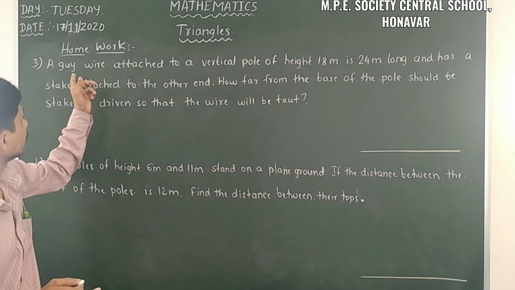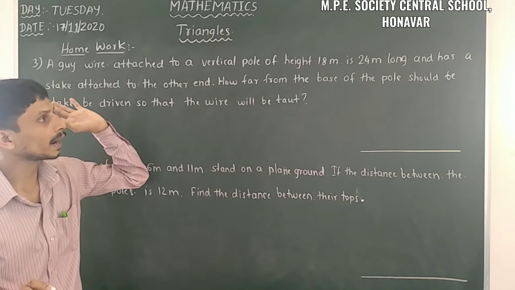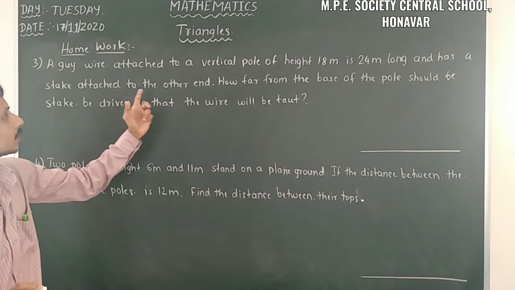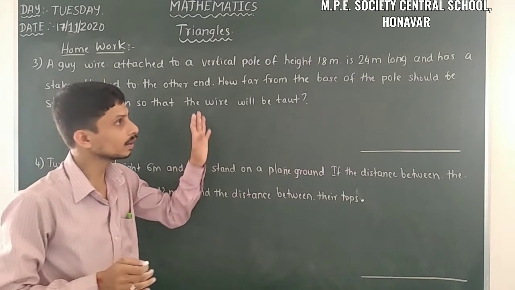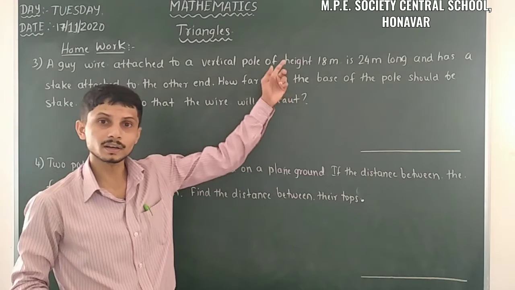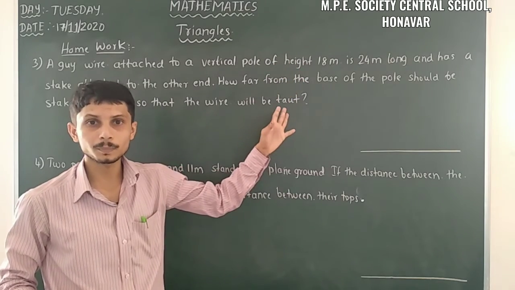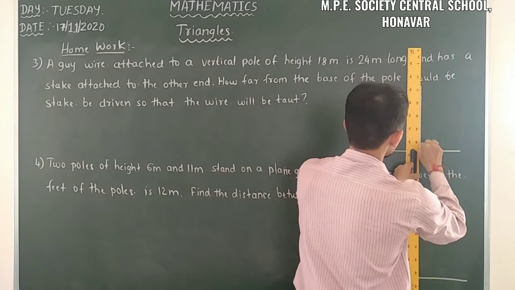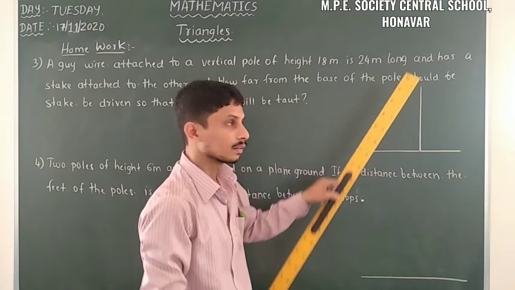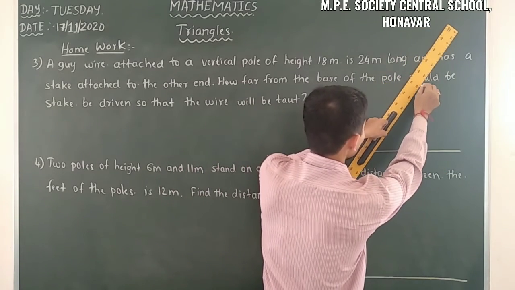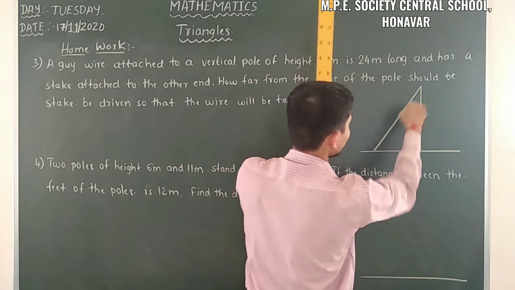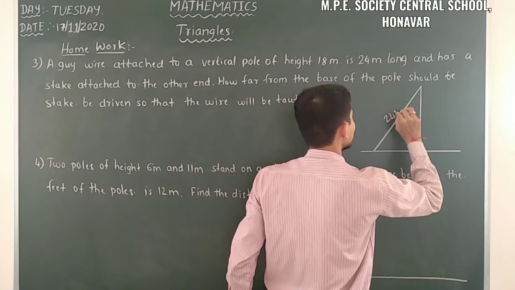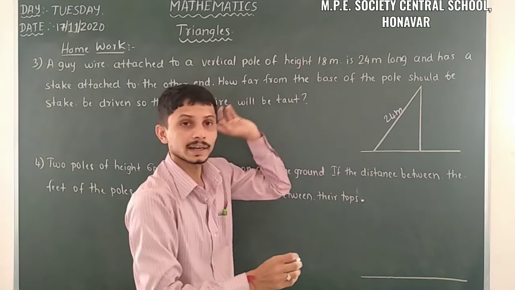So here just observe, a guy wire 24 meter long, attached to a vertical pole of height 18 meters, has a stake attached to the other end. So here we have a guy wire. So the wire we attach to the top of the vertical pole. So that means here we have a vertical pole, and then we have to attach a guy wire. It's a wire having 24 meter length, and the vertical pole height is 18 meter.